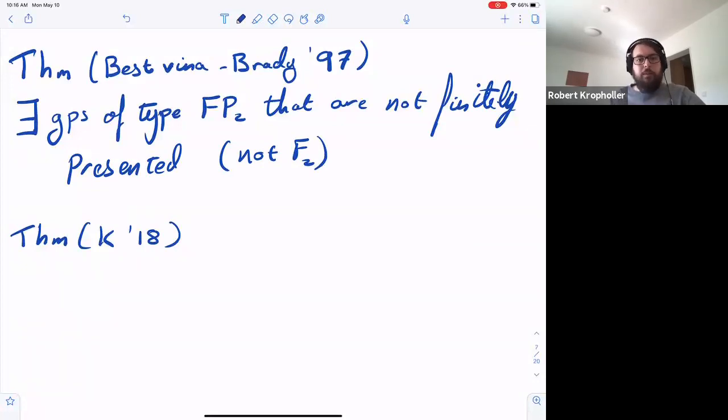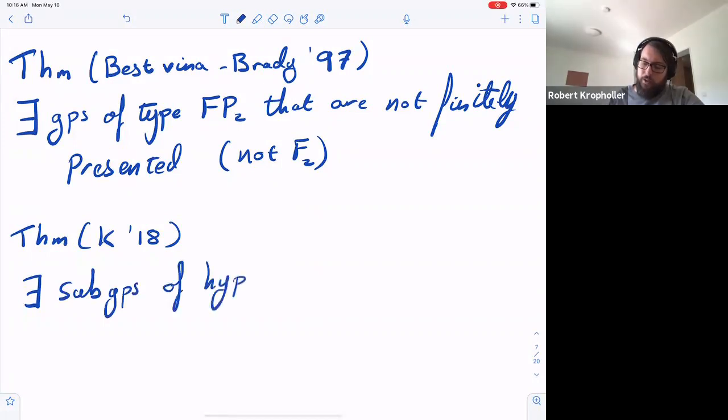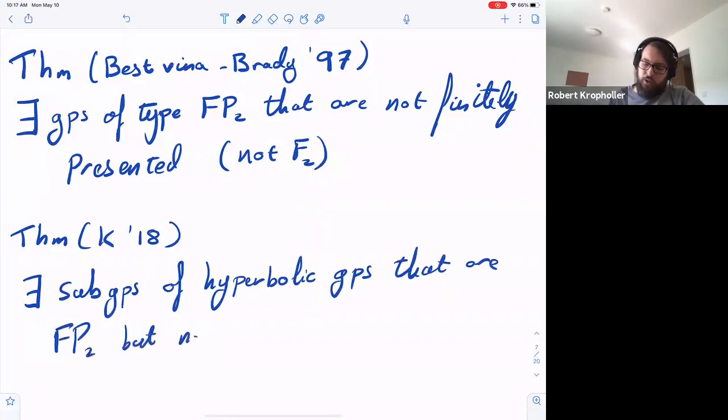Okay, and they found them as subgroups of RAAGs, and I'm going to talk a little bit about their construction later, and tell you exactly what they proved, but for now, I just want to leave it at that. So these groups do exist. And in fact, the first theorem of mine that I want to mention just in passing is that not only do these things exist, but you can even find them inside hyperbolic groups. So there exist subgroups of hyperbolic groups that are FP2, but not finitely presented.